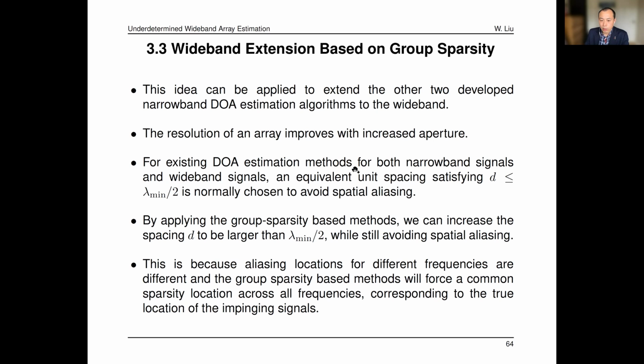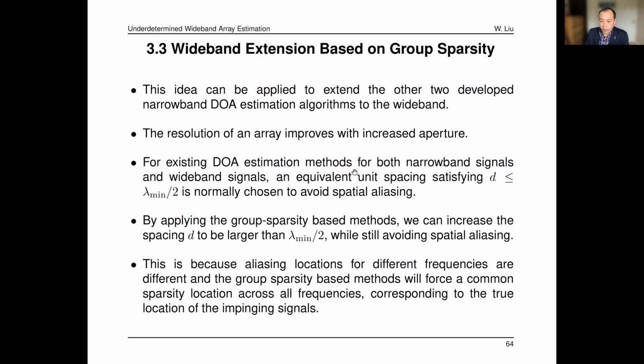For existing DOA estimation methods for both narrowband signals and wideband signals, we normally choose this D smaller than or equal to lambda minimum over 2. Lambda minimum is the wavelength corresponding to the highest frequency of the signal. Or for the narrowband case, it's just the wavelength of that narrowband signal. Okay, so normally we choose this to make sure there's no aliasing for all frequencies of interest. So normally we choose this.